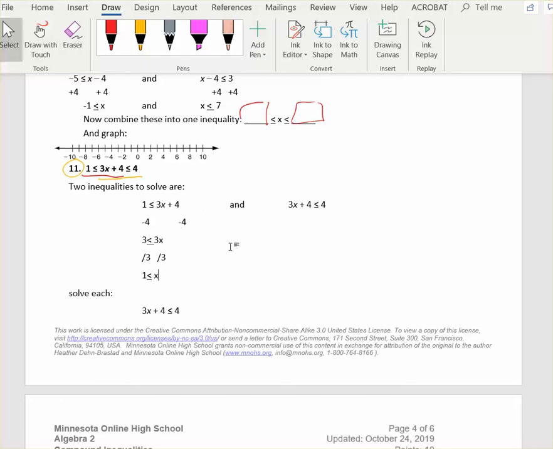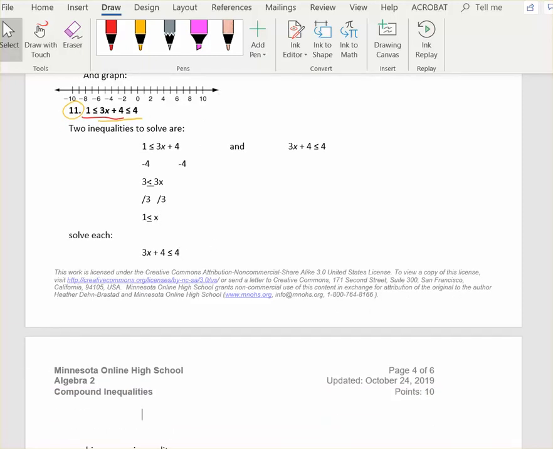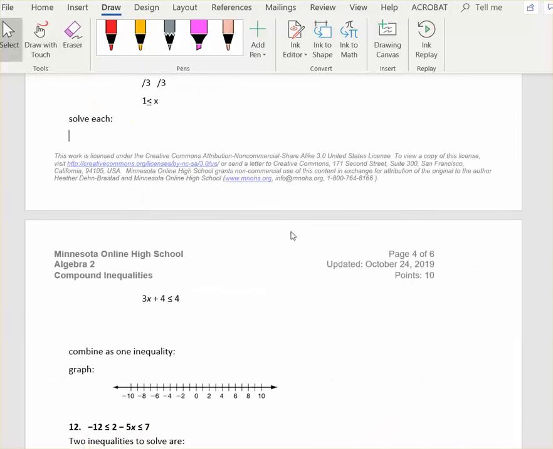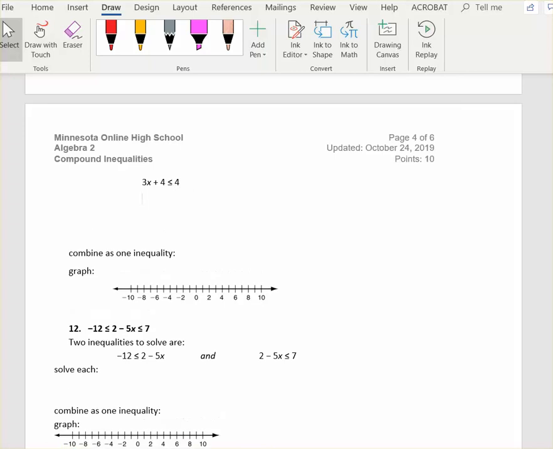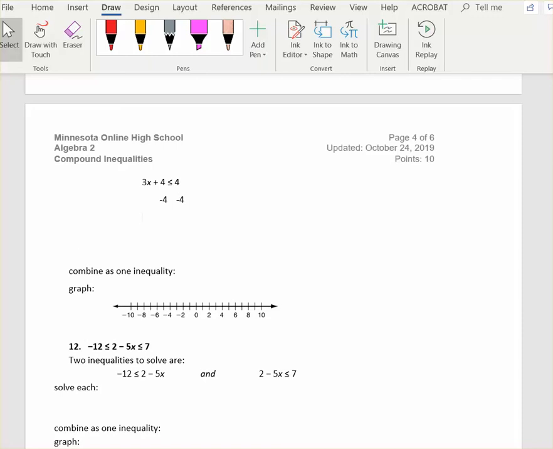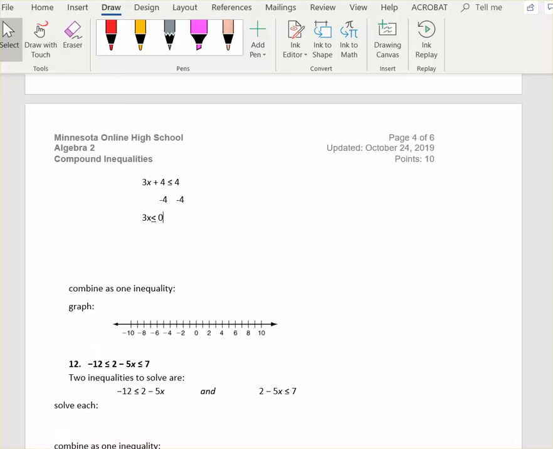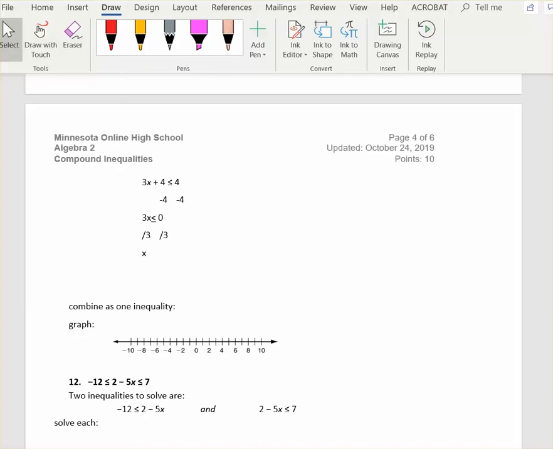Now I'm going to solve the other part, and I copied and pasted it down here so I wouldn't have to tab over to do all the solutions. Okay, so now we're going to solve this one. The first thing I would have to do to solve for x is subtract 4. Then I would have 3x is less than or equal to 4 minus 4, which is 0. And then again, I have to divide both sides by 3. 3x divided by 3 is x. But when you take 0 divided by any number, it's just 0. Okay, so I have my two solutions.